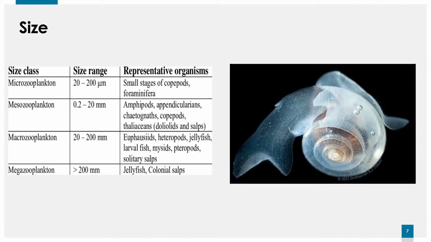And macrozooplankton, their size can range from 20 to 200 millimeters, so they're getting much bigger. And organisms in this category can include Euphausids, heteropods, jellyfish, larval fish, mysids, pteropods, and solitary salps. And what we have in the image here on the right is an example of a pteropod called Limacina helicina. And you can tell here that part of its shell has been damaged. And this probably occurred when it was being collected through the net or something.